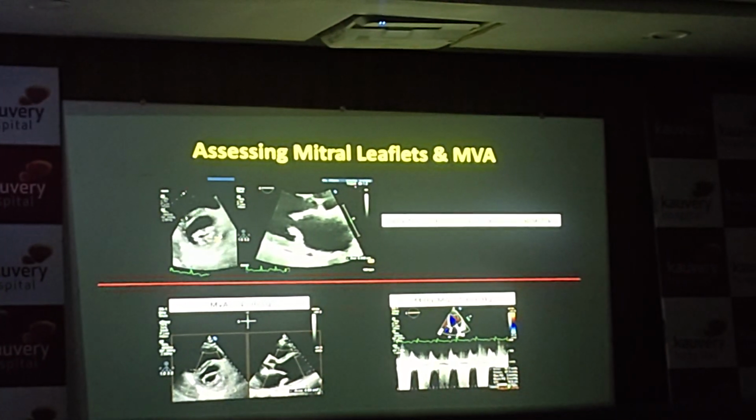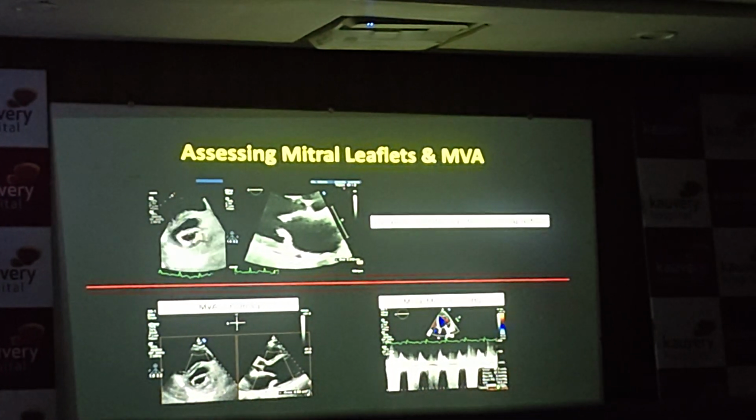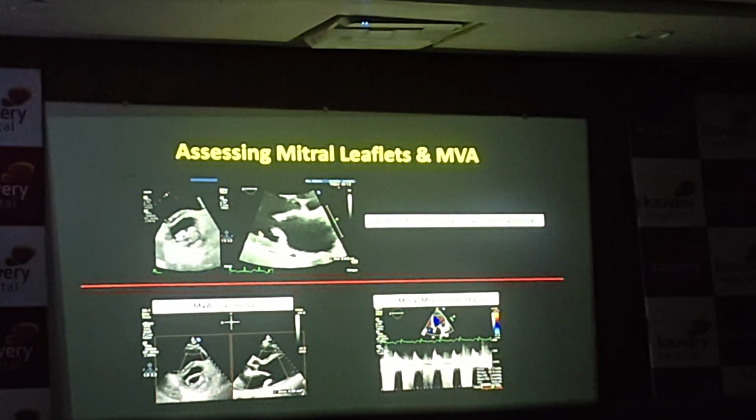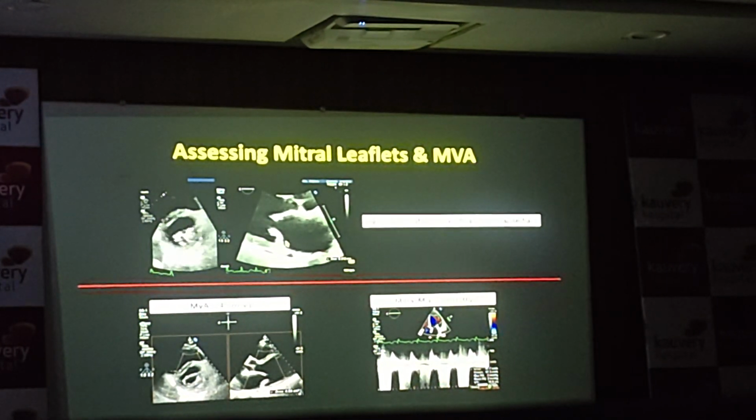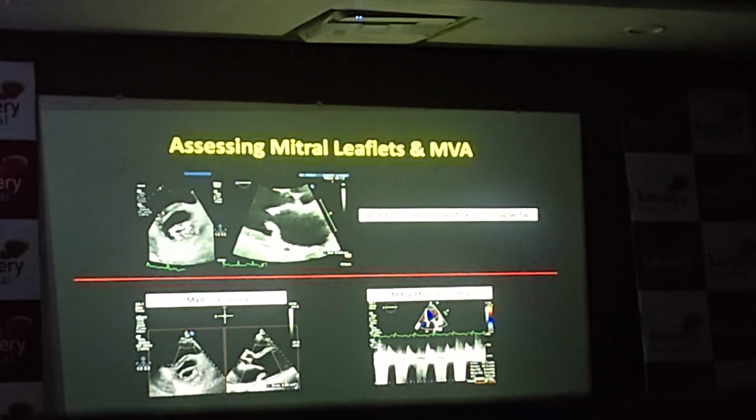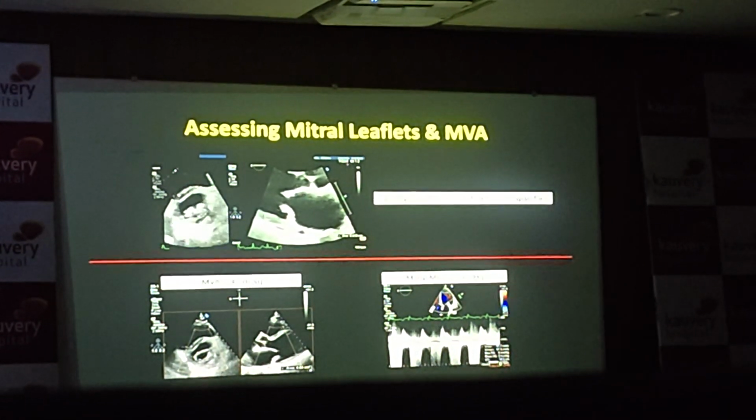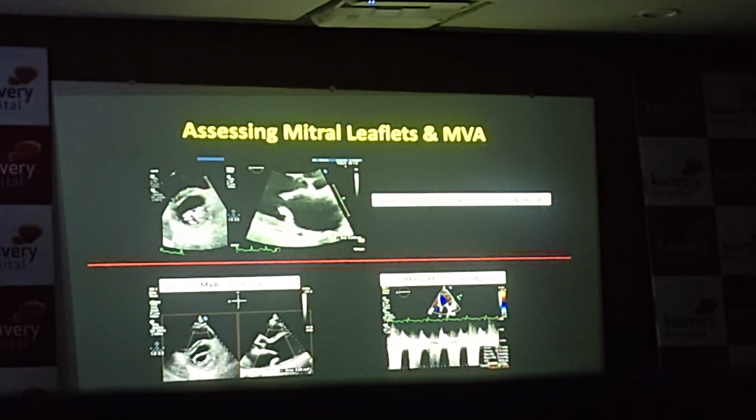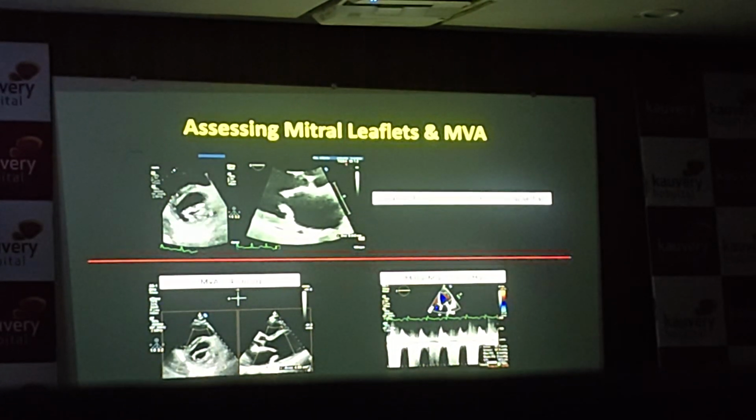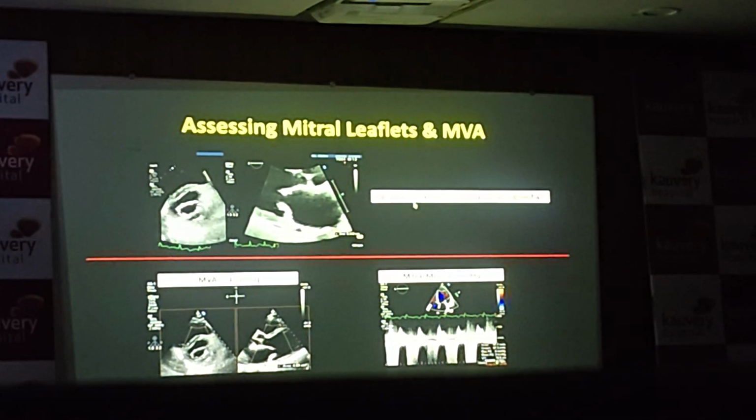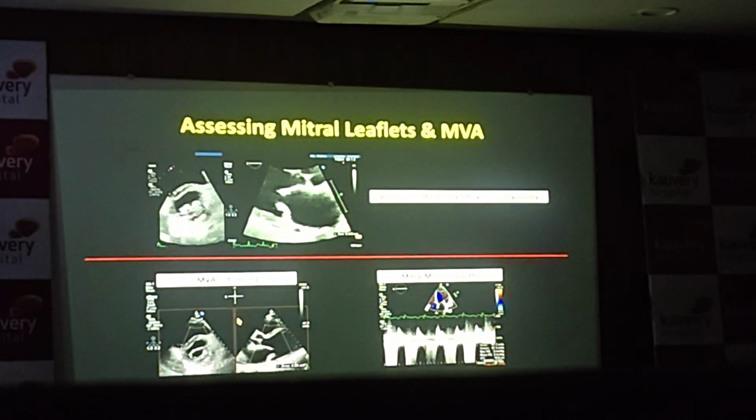Nodules will be there, calcific areas will be there. So just keep a close watch on it and look at it from the short axis as well as the other views. And the length of the PML in transthoracic can be done. It gives you some rough idea, but always you'll have to use the TEE, which has better resolution. And then once you've looked at the quality of the leaflets, then the MVA.